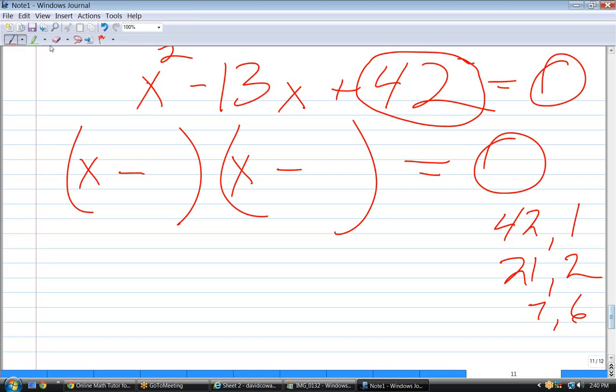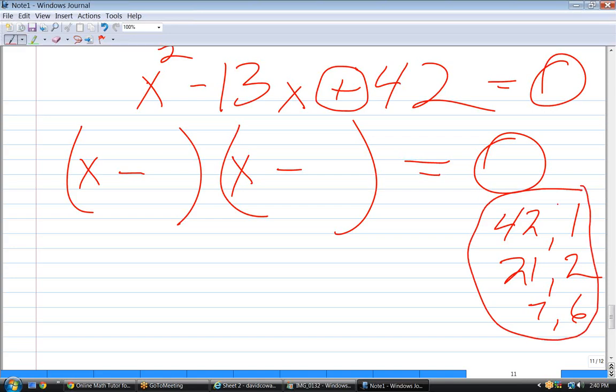So, the third rule is factors of 42 that add, because that is a plus, to the number 13. Not to minus 13, to the number 13. So, which of these factors over here add to 13? 7 and 6. For this problem, it's that simple.